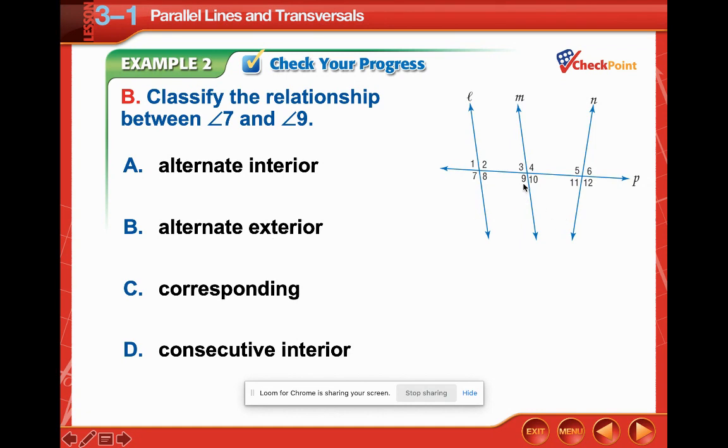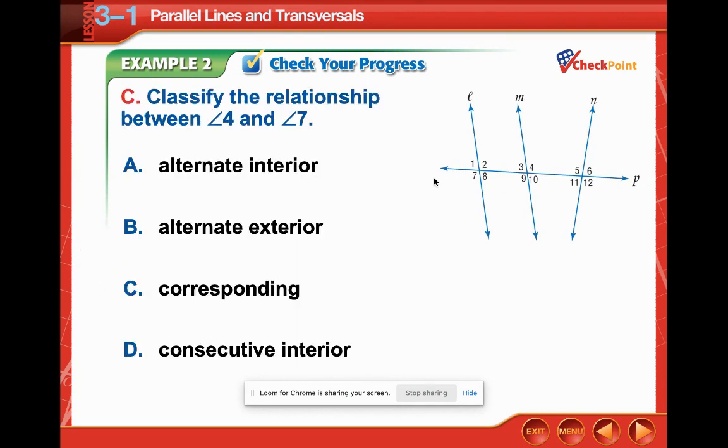They could be corresponding because, as you can see, this one's kind of on the southwest side of its little intersection. This one's also on the southwest side of its little intersection. So it looks to be corresponding. And they're not consecutive interior because they're just not next to each other, and 7 is not an interior angle. So it's got to be corresponding, and that's what it is.